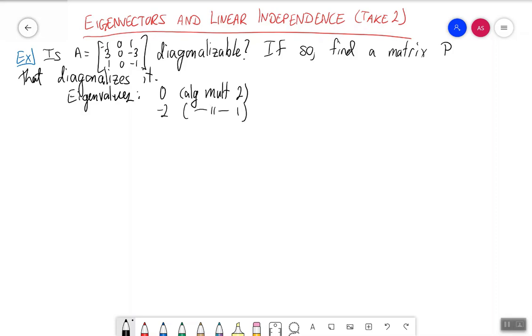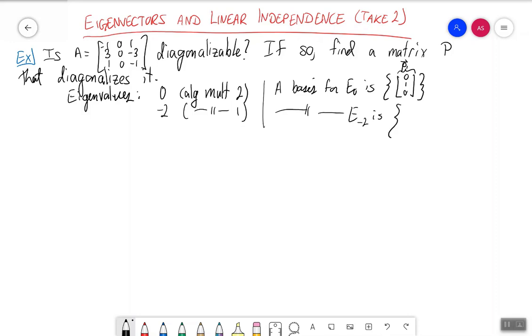And we also found that a basis for E0 is the set {(0, 1, 0)}. I'm going to call this guy P1. And a basis for E_-2 is the set {(1, 0, 1), (-1, 3, 1)}. And I'm going to call this guy P2 and this guy P3.